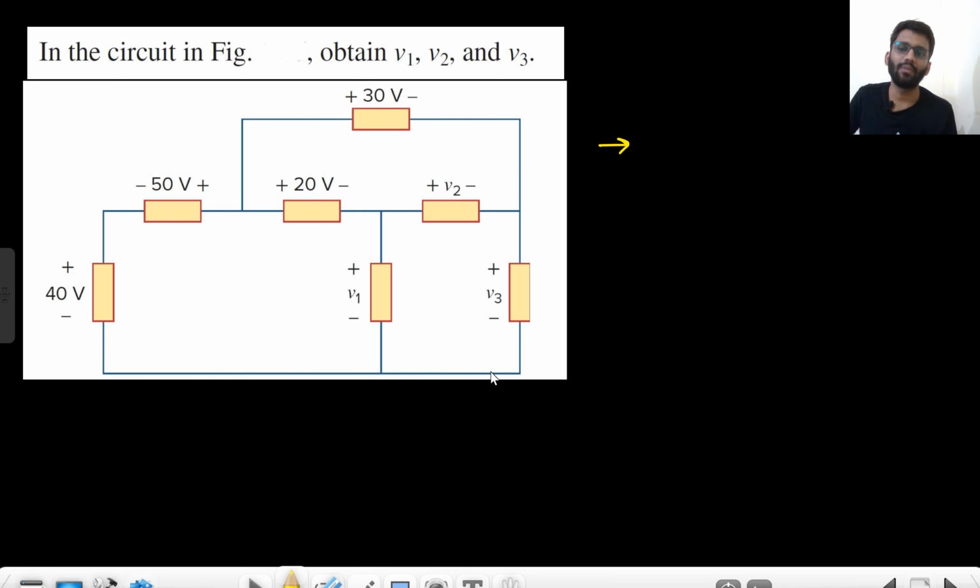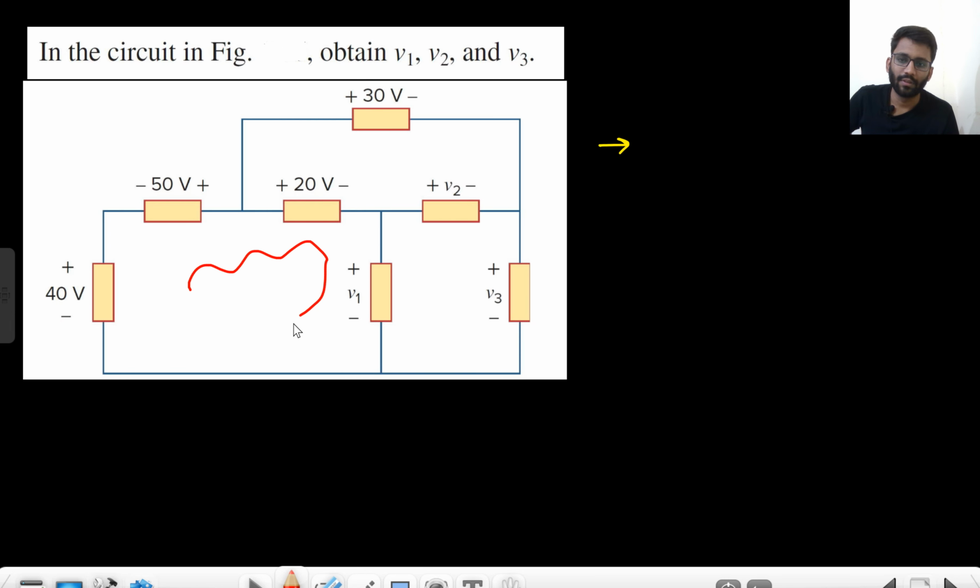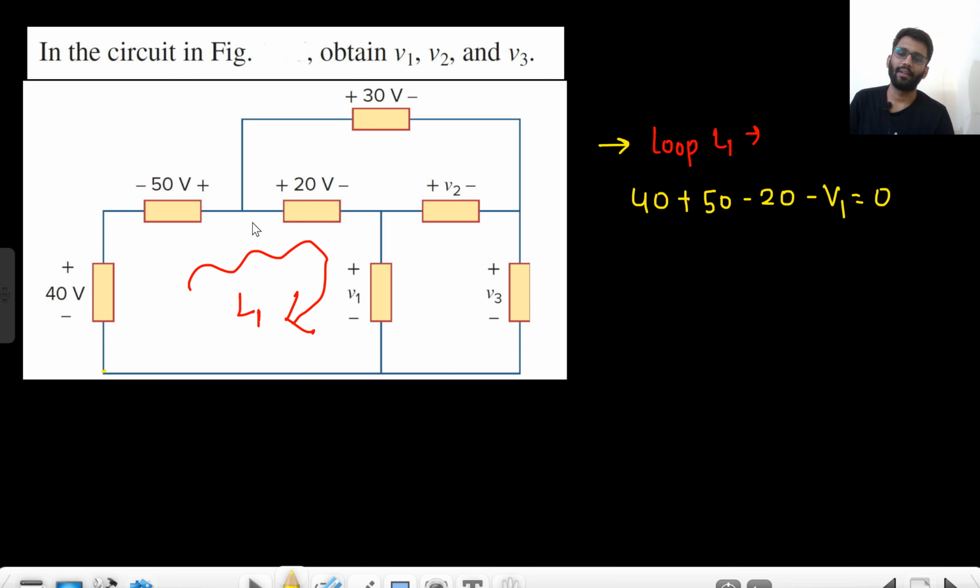You need to apply the KVL. Now the loop you have to think. You need to find the value of V1, V2 and V3. So for finding the value of V1, what loop will I choose? I will choose this loop. I will call this loop 1, L1. Start from any point, start from this: 40 plus 50 minus 20. I am not going upward, I am going like this. From here I started: 40, 50, minus 20 and minus V1 equals 0. I travel around the complete loop, equals 0. So basically your V1 is 70 volt.